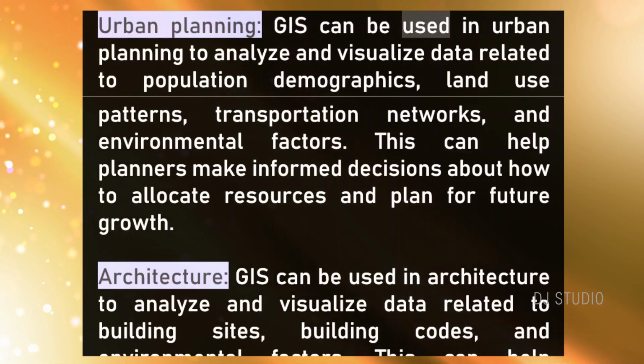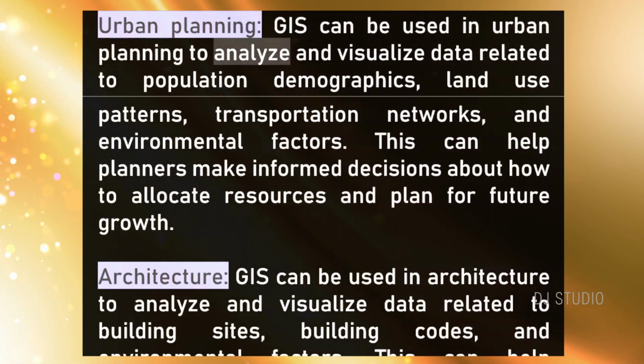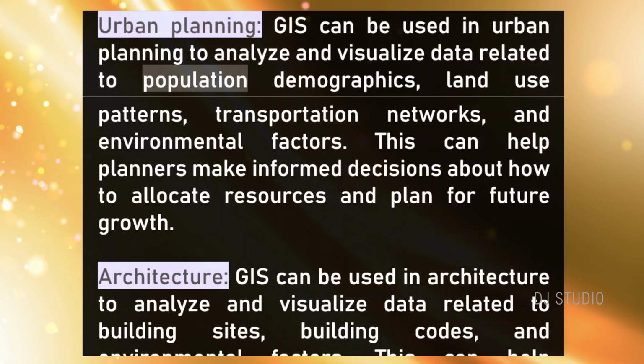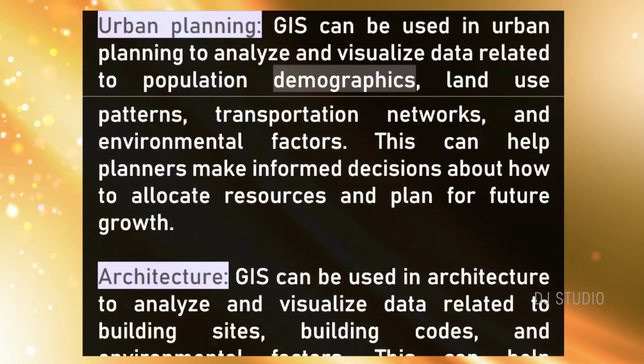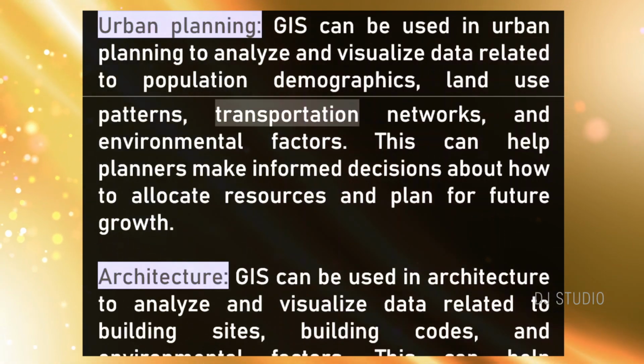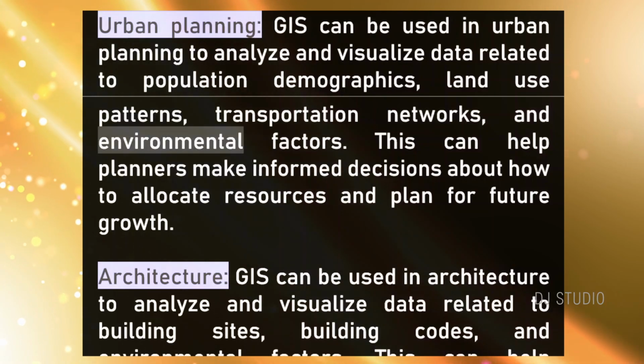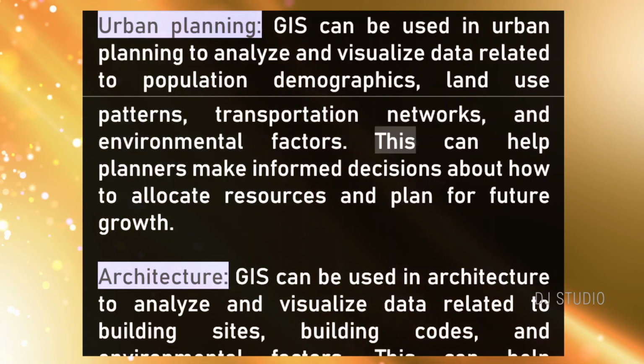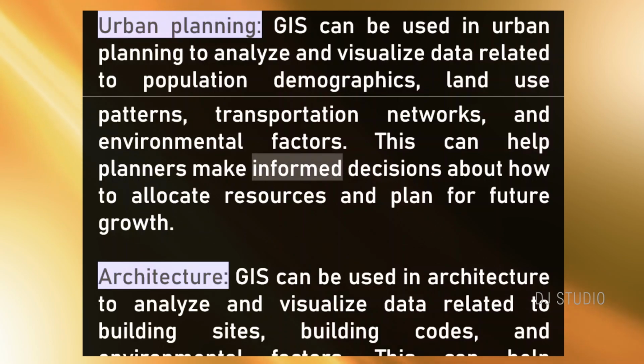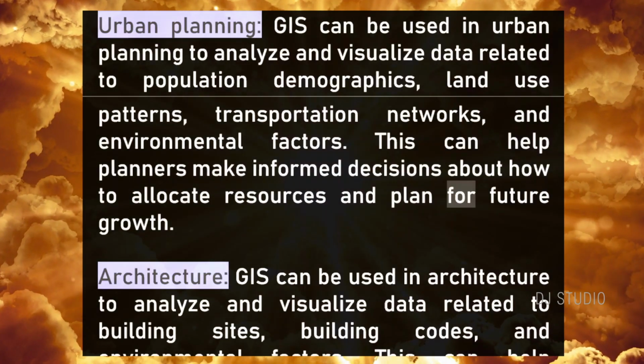GIS can be used in urban planning to analyze and visualize data related to population demographics, land use patterns, transportation networks, and environmental factors. This can help planners make informed decisions about how to allocate resources and plan for future growth.